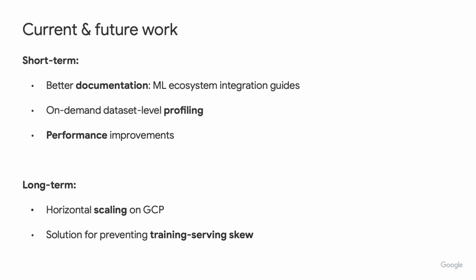And for some long-term features that we're working on, there is this horizontal scaling solution that basically allows you to offload the data processing from the accelerator host to a set of remote workers, to then send it to the right devices. And another one is the ability to share transformations during training and serving to prevent training-serving skew.